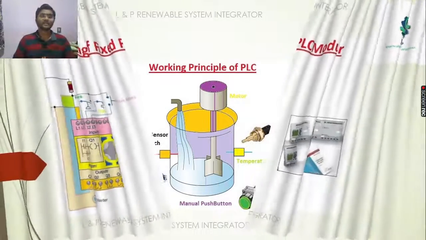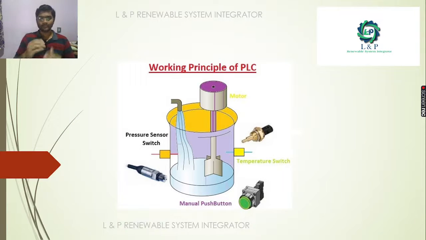As we told earlier, in this example we have a manual push button, pressure sensor switch, temperature switch, and a motor. If you segregate them as input and output devices, based on discrete and analog signal, this manual push button is a digital input, the temperature switch is a digital input, the pressure sensor switch is a digital input, and the motor is a digital output. Say for example, instead of this temperature switch, if you have a temperature sensor producing an output of 4 to 20 milliamps, then it comes under the category of analog input device, so it will get connected with the analog module.